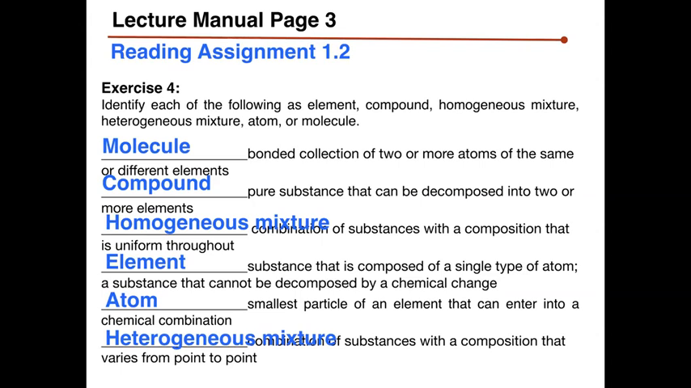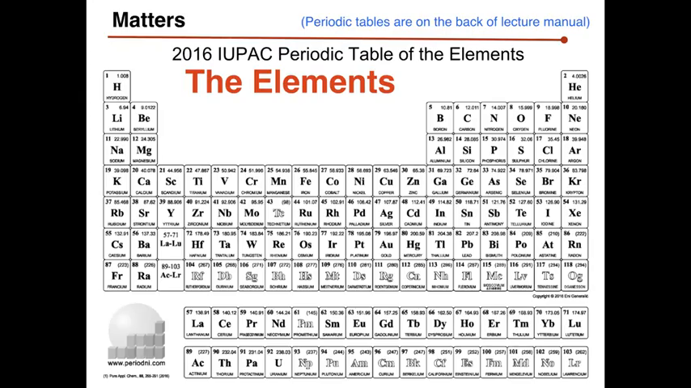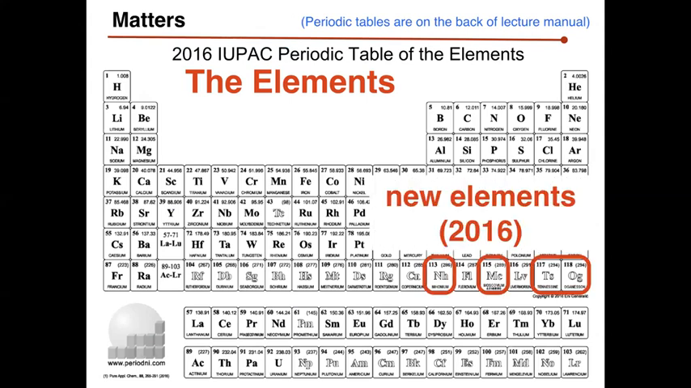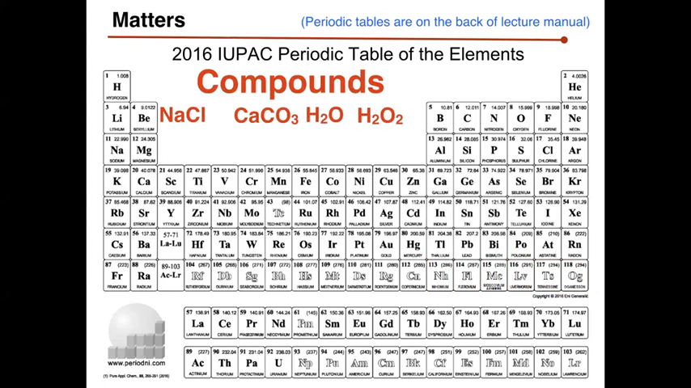If you answered all of these correctly, that means you already know the terminology for all of these that we are going to use. The matter that we are going to look at would come from this combination of all of these elements. And note the new elements here. We have 4 new elements that were given names by IUPAC in 2016. So pretty much if you combine all of these elements together, that's what you are going to make, compounds in a fixed ratio.